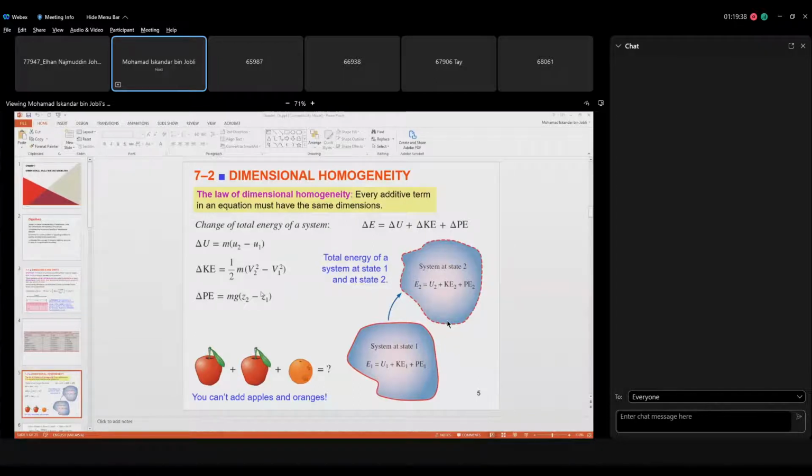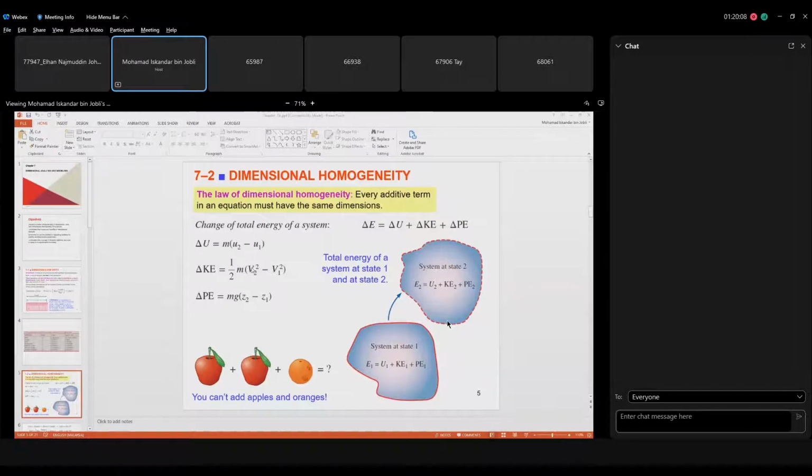Now have a look at the equation, fellas. They are not the same. This one is mu, this one is mv squared, this one is mgz. How come they give the same dimension? Will they give the same dimension, fellas? It's time to find out. In fact, you can give it a try now. You have to expand m, you have to expand the u. What is u? U is just energy.